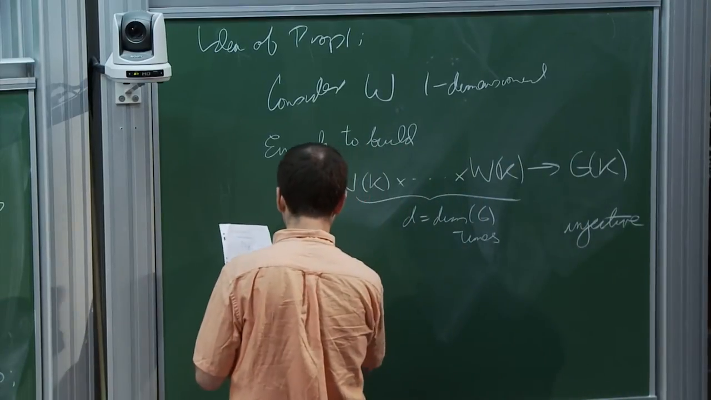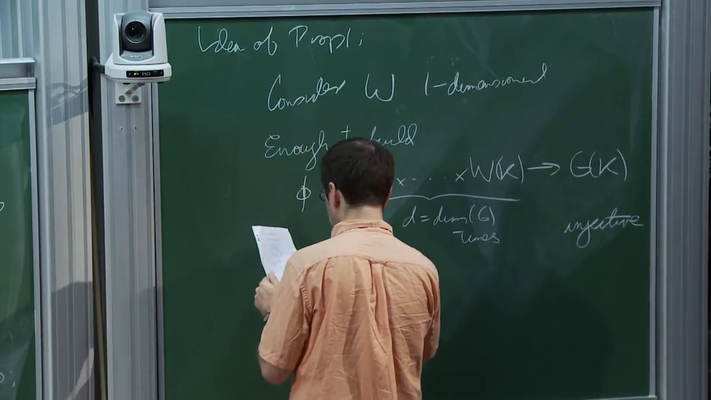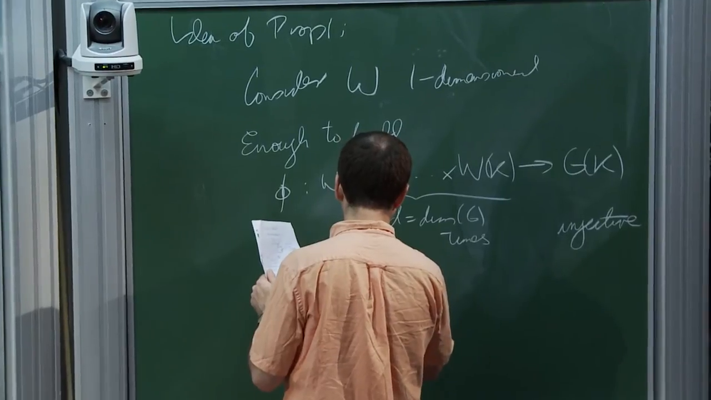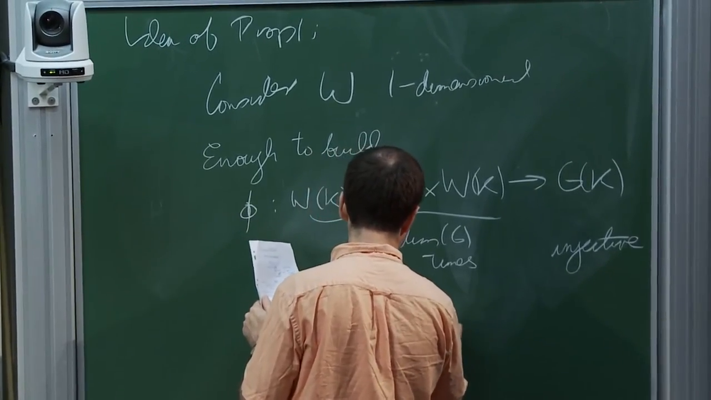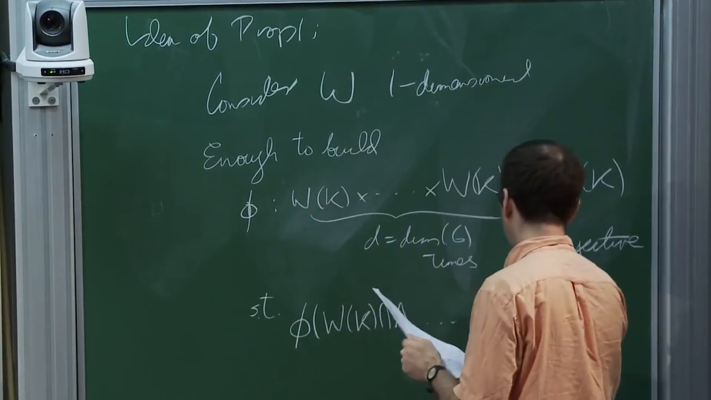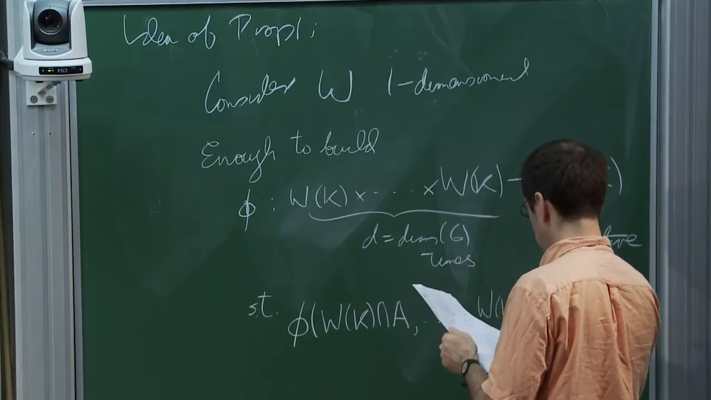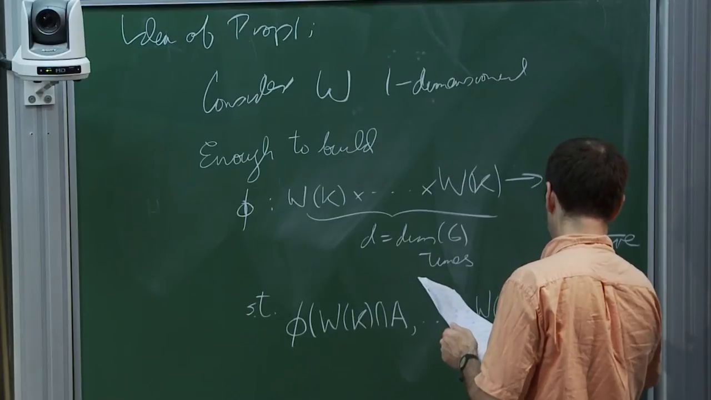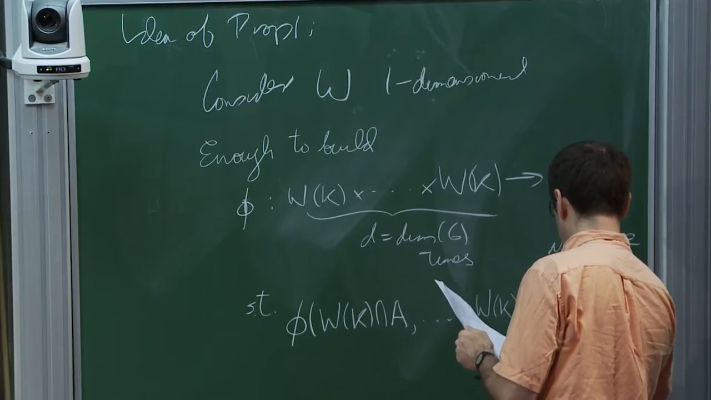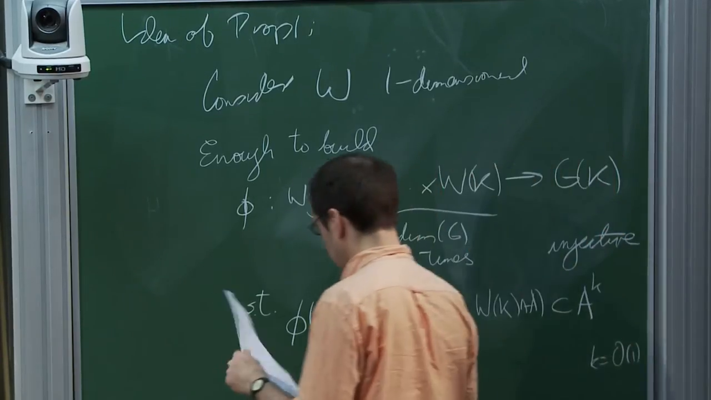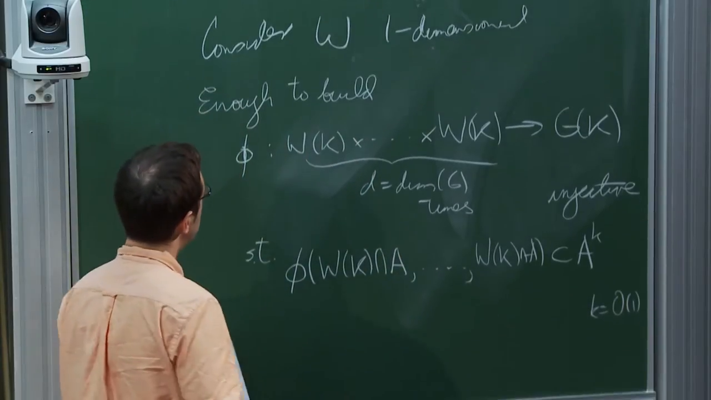Such that what? Well, it's not going to be an arbitrary injective map. We want the map to send things that are both in W(K) and A to A^K. K is some constant. Why do we want this?